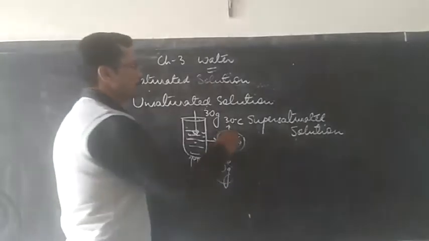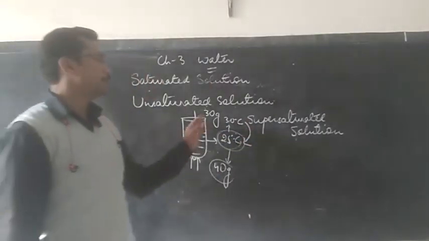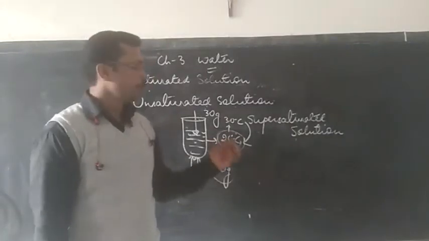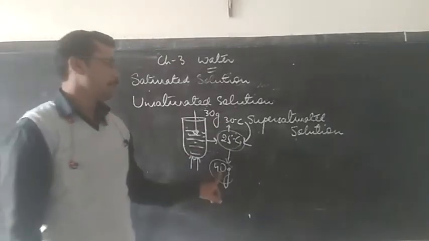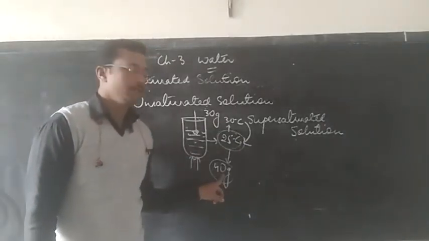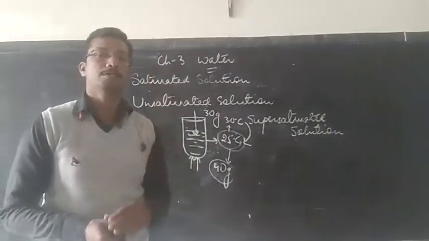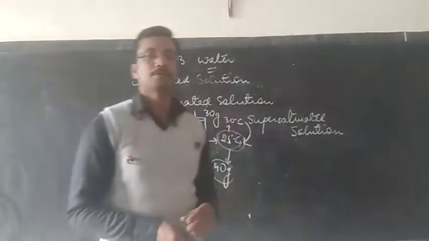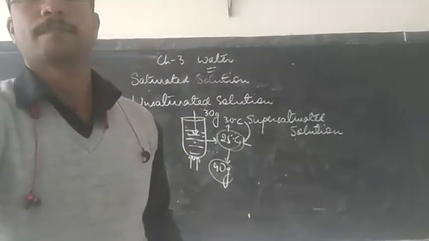Now you have to reduce the temperature back to 25 degrees Celsius. I mean, cool it to 25 degrees Celsius. Now what you will find is this solution contains 40 gram of sugar particles. That is more than what the saturated solution has. So this is called a supersaturated solution.